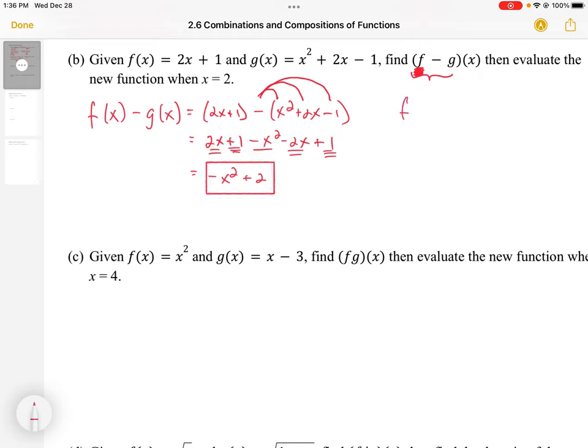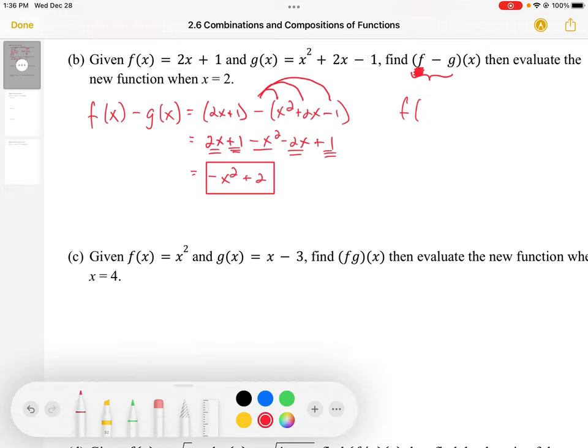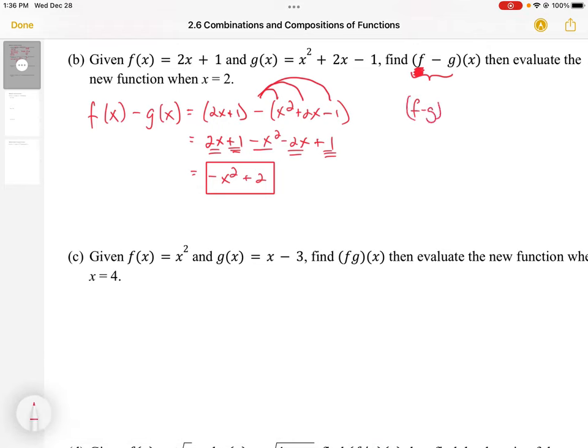And now we're going to find (f minus g) of 2. So everywhere we see an x, we're going to substitute 2. So that's negative 2 squared plus 2. So I'm going to follow the order of operations here. This is 2 squared, which is 4, but we do have that negative sign out front. Negative 4 plus 2 is negative 2.